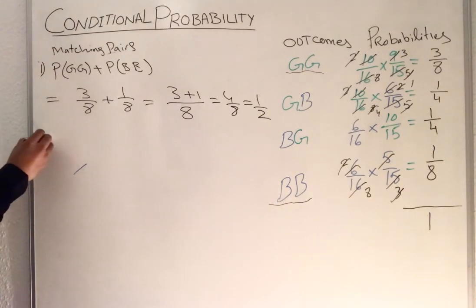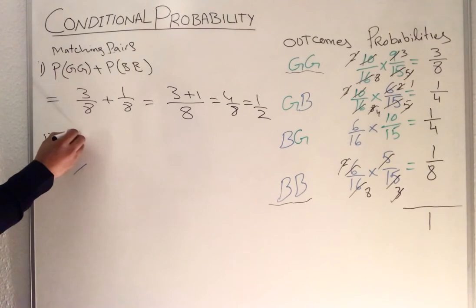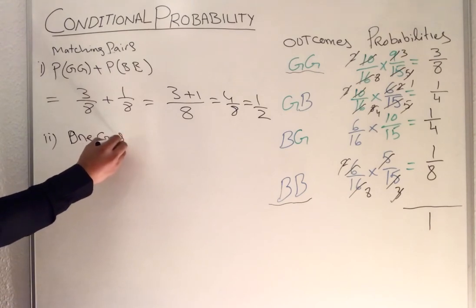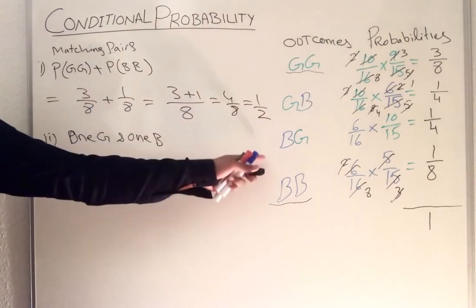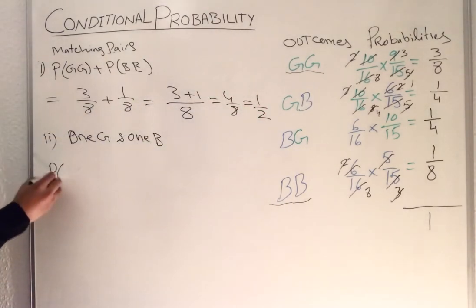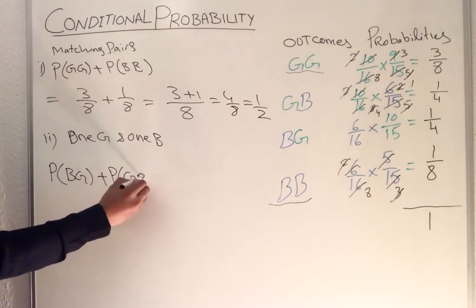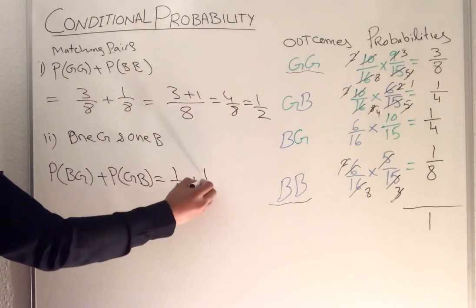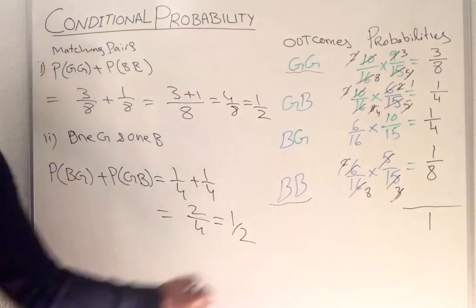Secondly, they said we need to find out the probability of 1 green and 1 blue. So what are the two chances? Green blue or blue green. So we can say the probability of blue green and probability of green blue. So we need to add 1 quarter, 1 quarter. So 2 quarters, which is 1 over 2. These are the answers.